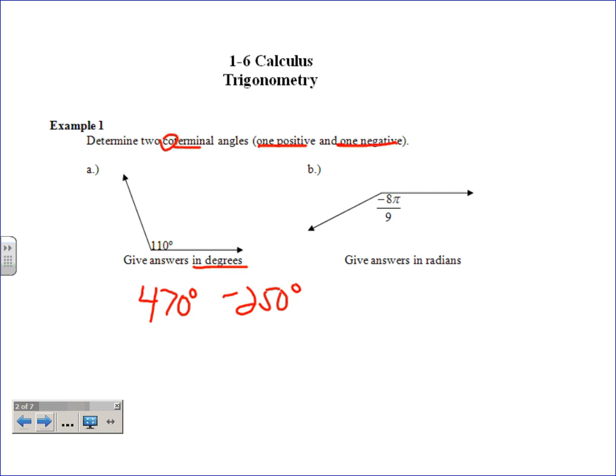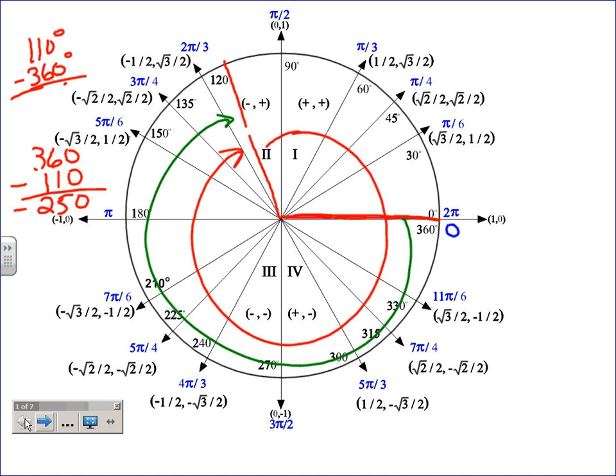Couldn't you just add 360 again? I mean, you could give the one that's way out there if you felt like it. You could just keep doing it. Or you could keep subtracting 360 and give an answer that's really far out. Okay? But I would say just keep with the simple ones. So now how about radians? Well, negative 8 pi over 9. Well, first thing, we should probably get rid of all this stuff on this page.